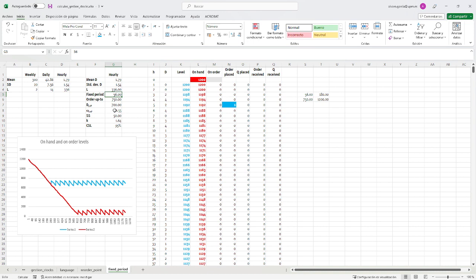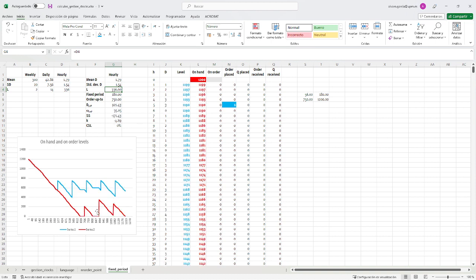So I'm going to set an order up to level for, let's say, a fixed period of 180, which is roughly half the lead time. So we'll still have this behavior where we have at least one order to be received. I'm going to update the values.